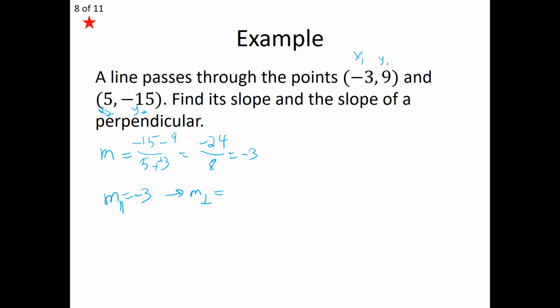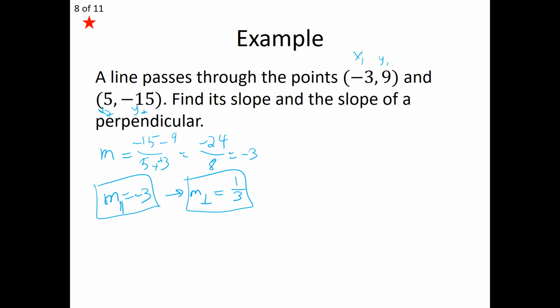We imagine negative 3 is over 1, so we flip it, and then we make it the opposite of what it is. So negative is going to become positive, and then we flip the numerator and denominator, so it becomes 1/3. So there is our answer. There's the parallel slope to our line. There's the perpendicular slope to our line, given that the line passes through these 2 points. So we can also find the equation of this line, which we'll do here in a little bit.